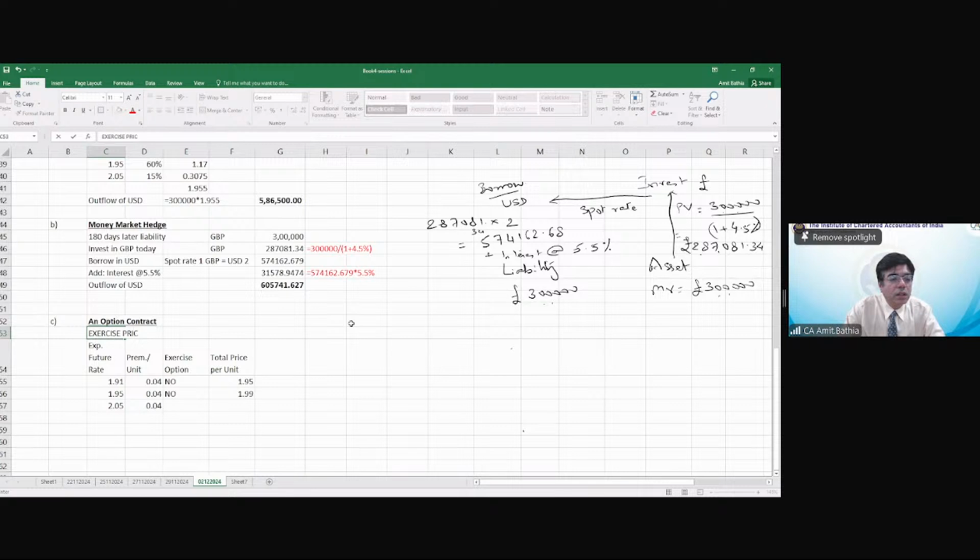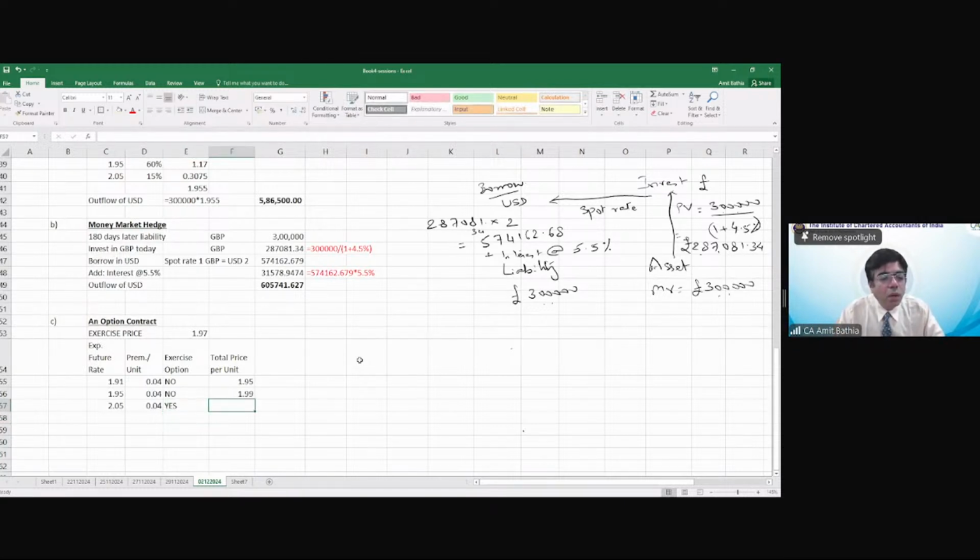Exercise price is 1.97, right? Now, if the expected future rate is 2.05, will you exercise the option? Again, the comparison is between 1.97 and 2.05. Will you exercise the option? Yes, because it saves me 8 cents.